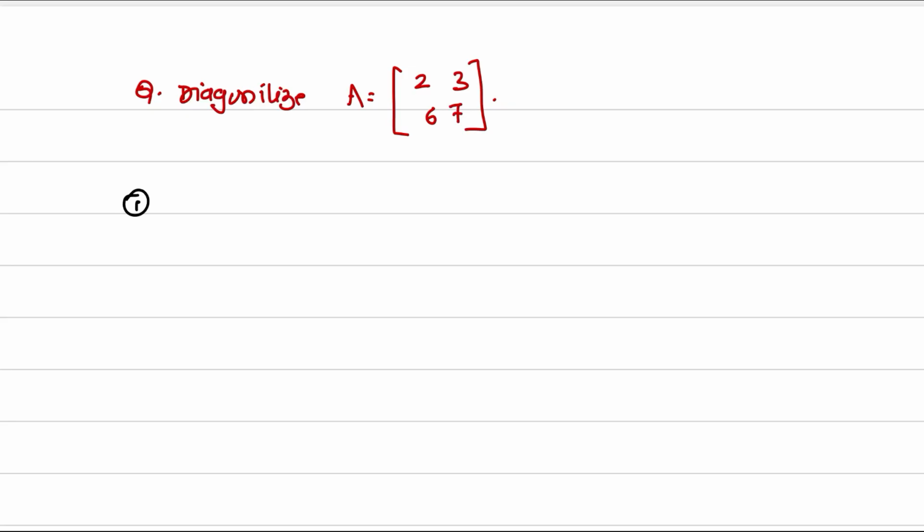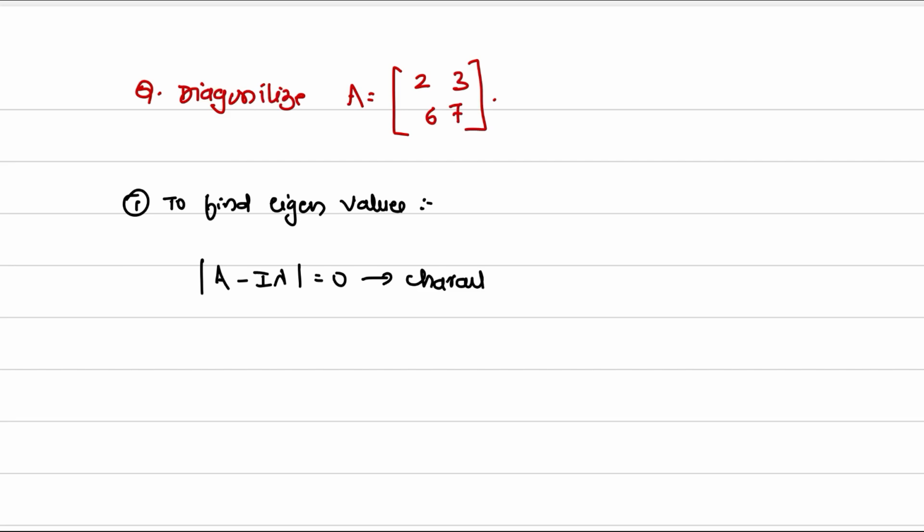First step, to find eigenvalues. We have to find the eigenvalues for diagonalization. How can eigenvalues be found out? The determinant of A minus lambda I is equal to 0. This is the characteristic equation.